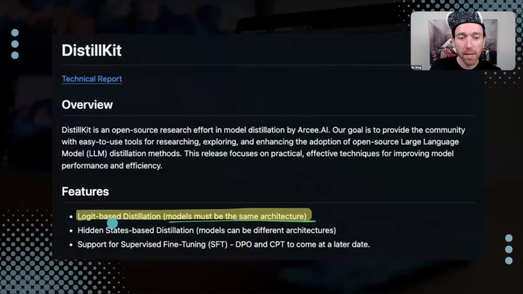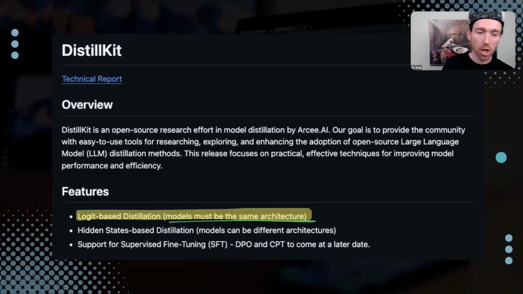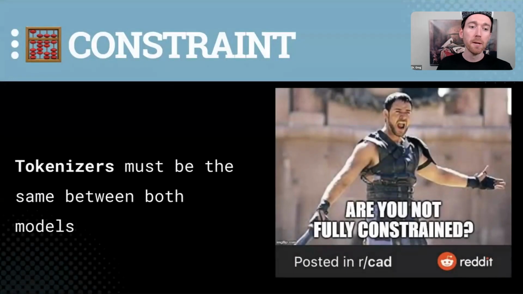Now, the first thing to know about the difference between these two is, logit based, straight from the docs here, models can be the same architecture. We're getting more and more, as we talked about, to a place where we can do stuff with models of slightly different architectures or even wildly different architectures. And with hidden states based distillation, the models can actually be different architectures. Now, the constraint between logit based or hidden states based is that the tokenizers really need to be the same.